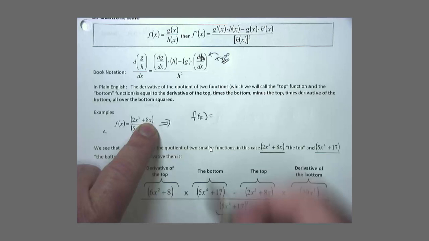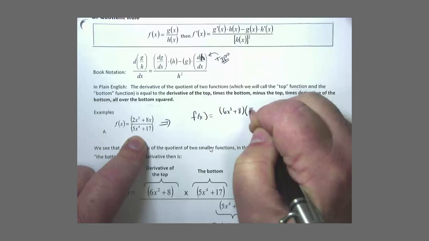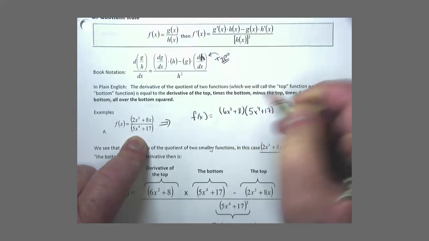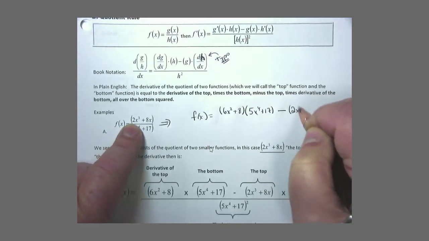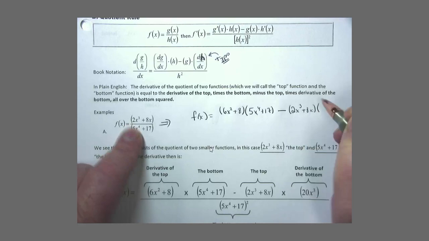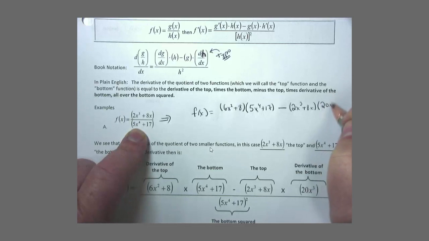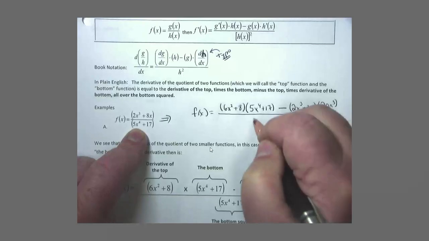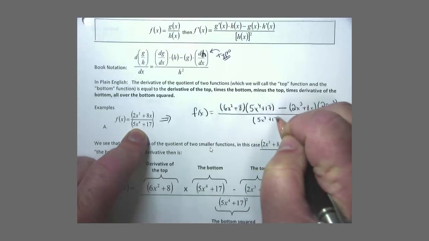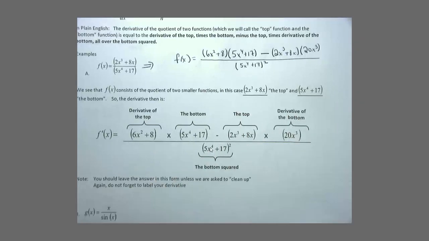You take the derivative of the top. What's the derivative of 2x cubed plus 8x? 6x squared plus 8. Derivative of the top times the bottom, you just recopy, 5x to the fourth plus 17. Then minus the top, which you just copied, 2x cubed plus 8x, times the derivative of the bottom. What's the derivative of 5x to the fourth plus 17? 20x cubed. But then you've got it all over the bottom, 5x to the fourth plus 17, the bottom function, squared. And that's where you get the rule: derivative of the top times the bottom minus the top times the derivative of the bottom, all over the bottom squared.